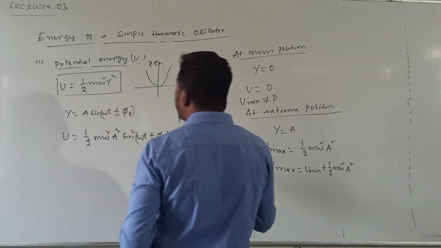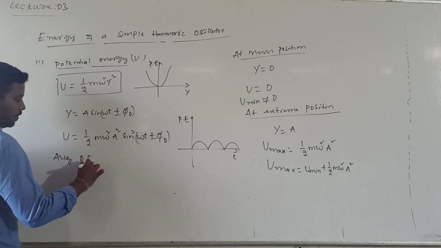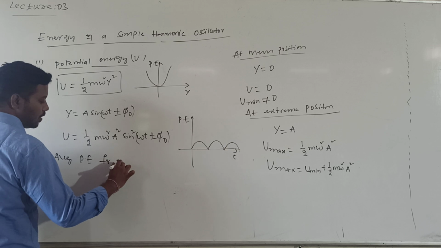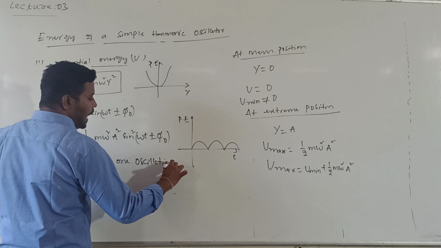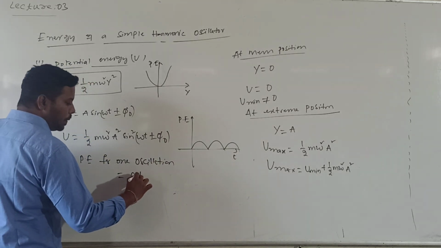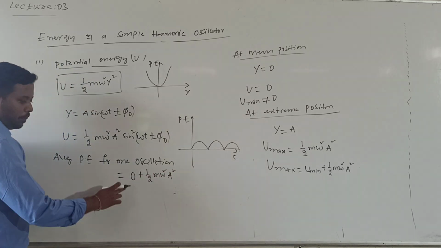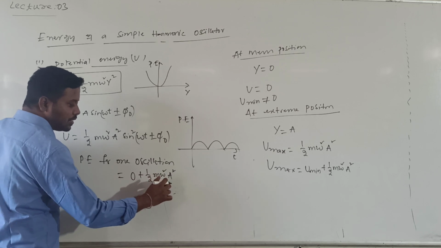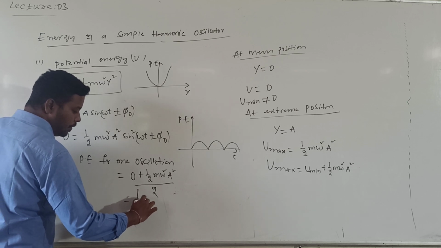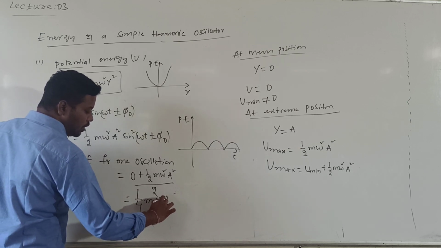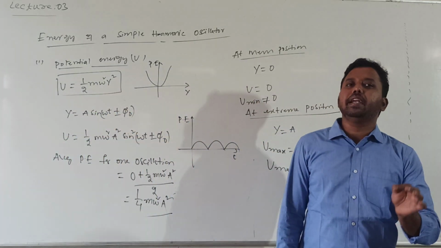So this is the potential energy at the mean position and the extreme position. Now the average potential energy over one oscillation is given by 0 plus 1 by 2 m omega square a square, divided by 2. 0 at the mean position, 1 by 2 m omega square a square at the extreme position. So the answer is 1 by 4 into m omega square into a square. This is the average potential energy for one complete cycle.